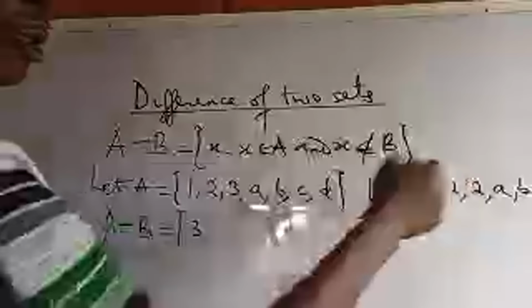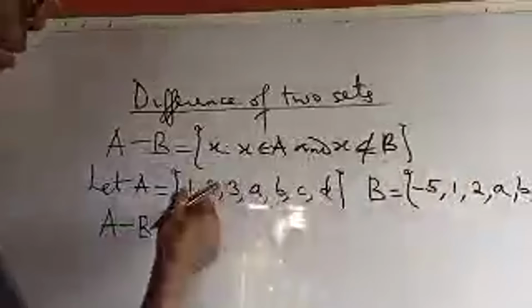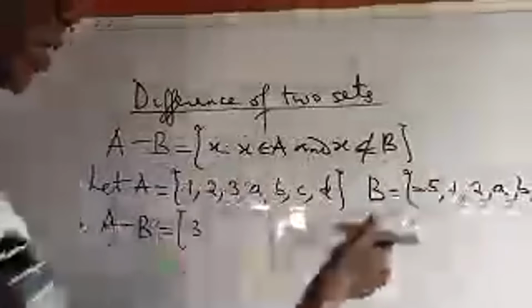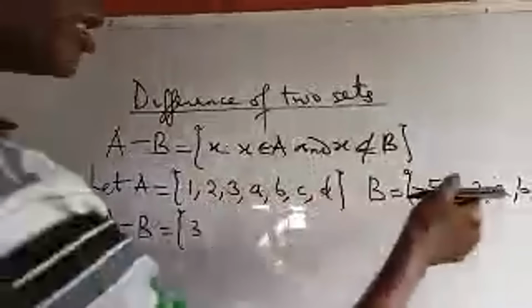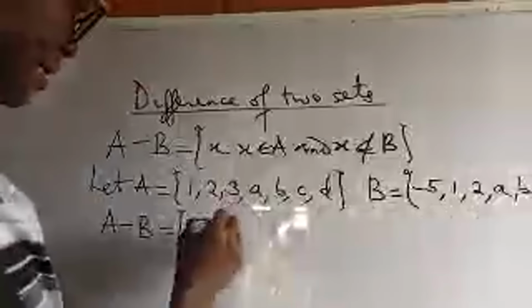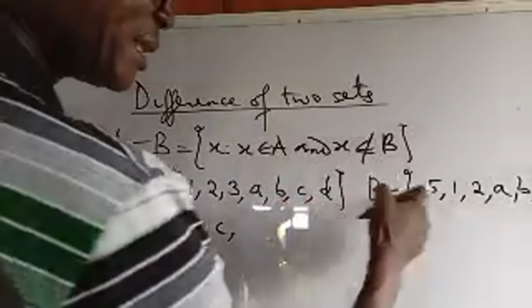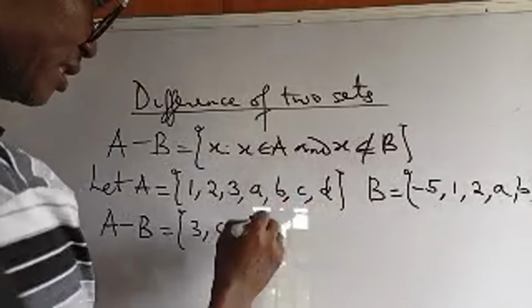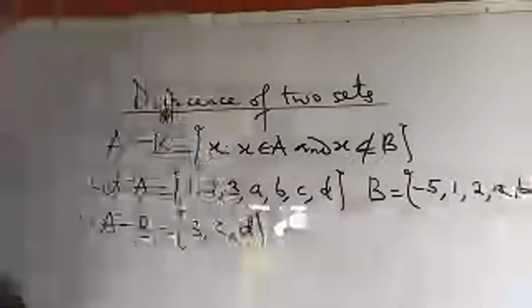We have 3. 3 is in A, but it's not in B. You can't pick 1 and 2 because they are in B. What again is in A that is not in B? We have c is in A, it is not in B. We have d is in A, it is not in B. So these are the elements that are in A but not in B.